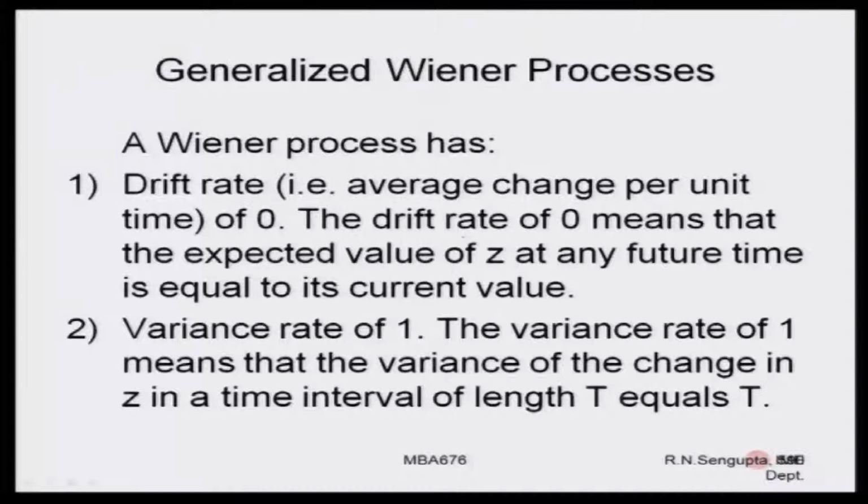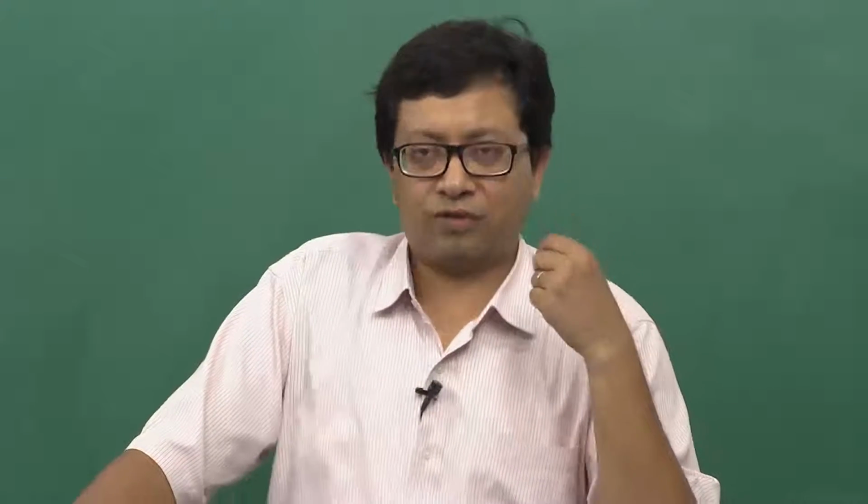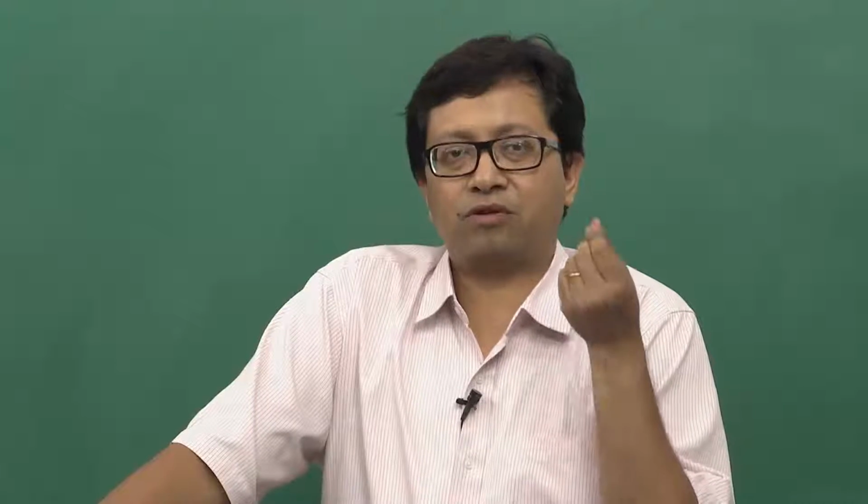So, now a generalized Wiener process. Initially we considered the Wiener process where delta z was equal to epsilon into the square root of delta t factor, and we considered epsilon to be normally distributed with 0 mean and variance of 1. Based on that we found the expected value of delta z, the variance of delta z, and the expected value of z capital T minus z 0, where z capital T was the value of z at time t equal to capital T and z 0 was the value of z at time t equal to 0.